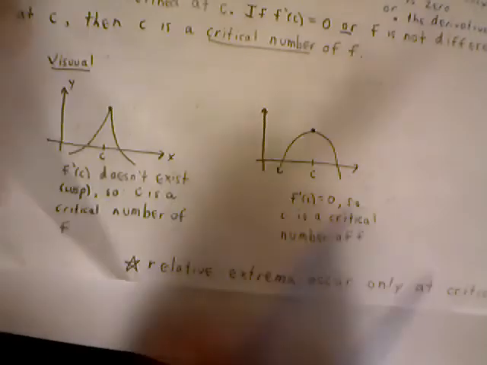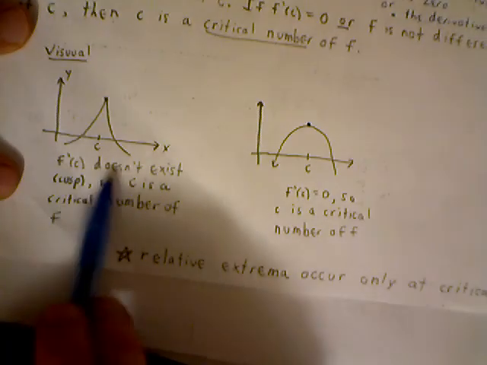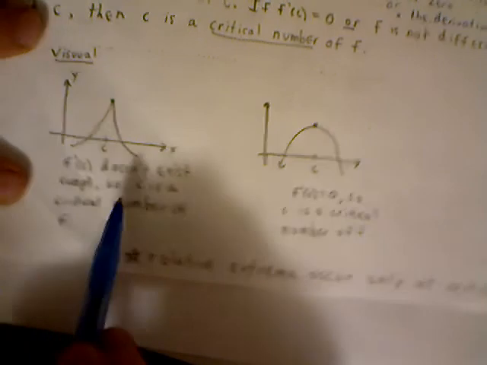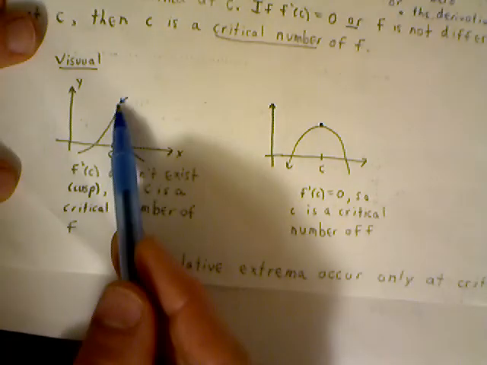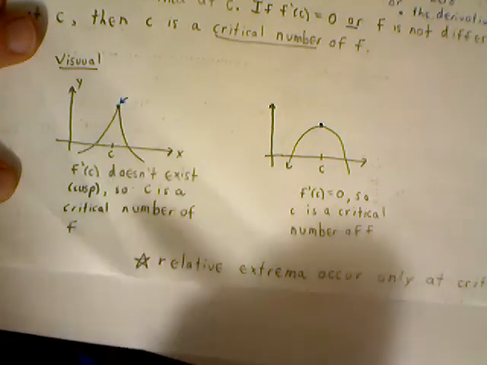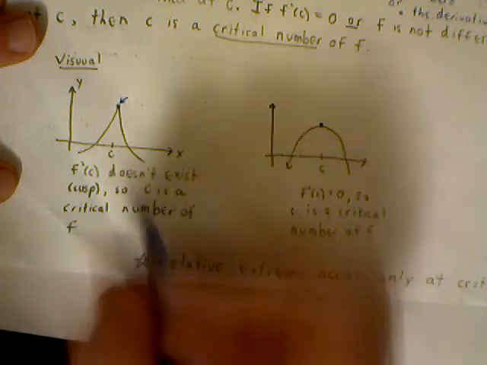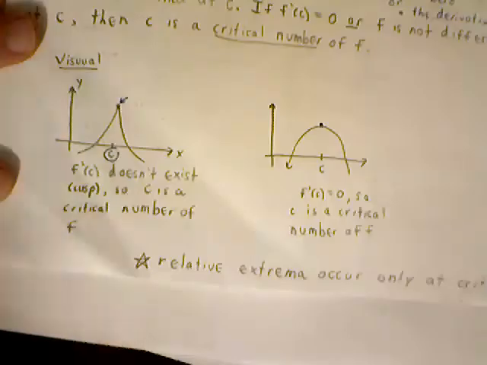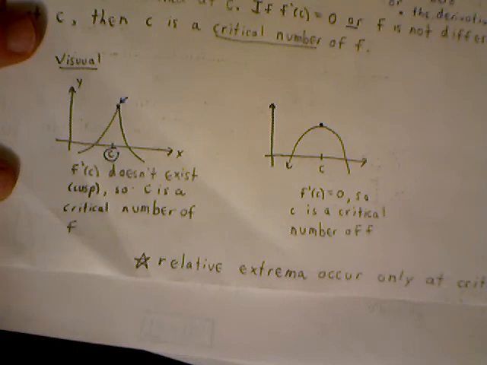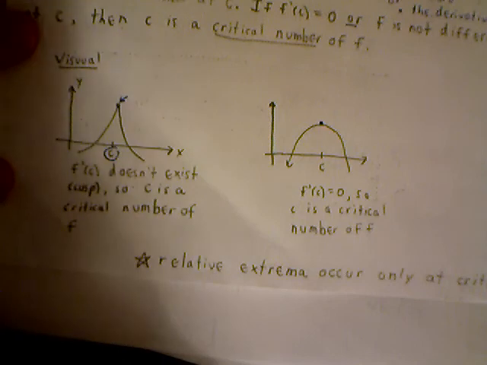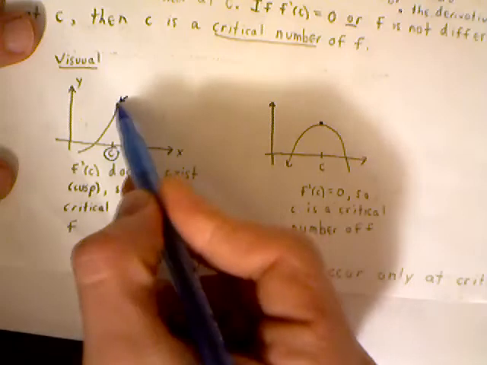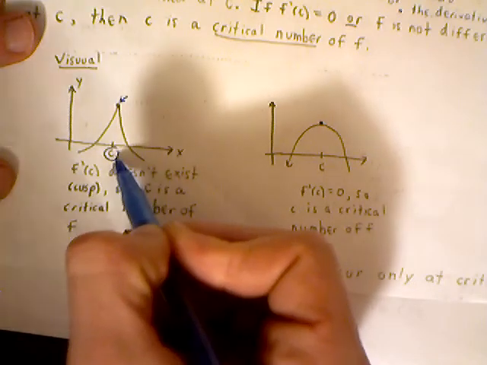So here's your visual. Right here, f prime of c doesn't exist because it's a cusp. So right here, this is where we're looking. The derivative doesn't exist at this point. So this x value right here is a critical number. X values are critical numbers. Say that to yourself like 5 times. The x values at these points are critical numbers. So if the derivative doesn't exist, the x value there is your critical number.